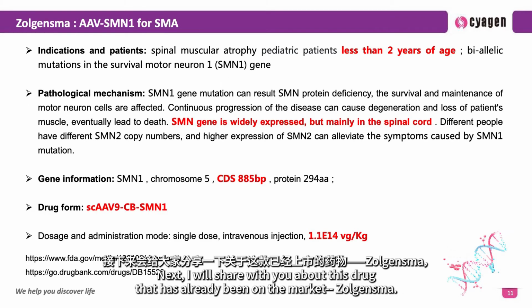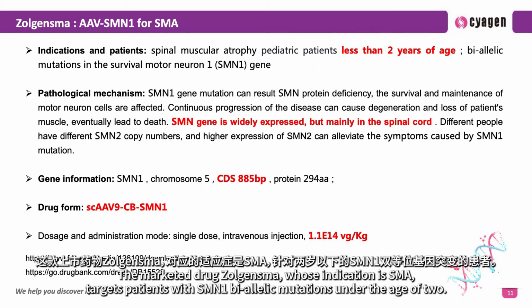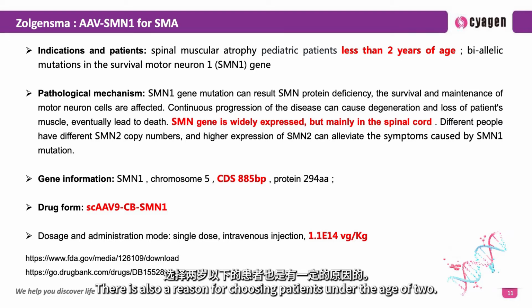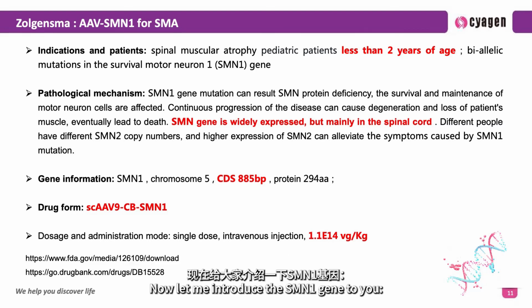Next, I will share with you about this drug that has already been on the market, Zolgensma, about its design and consideration, as well as the analysis of research properties. The marketed drug Zolgensma, whose indication is SMA, targets patients with SMN1 biallelic mutations under the age of 2. There is also a reason for choosing patients under the age of 2. It is most likely because AAV infection in children under the age of 2 is relatively less affected by the immune response.